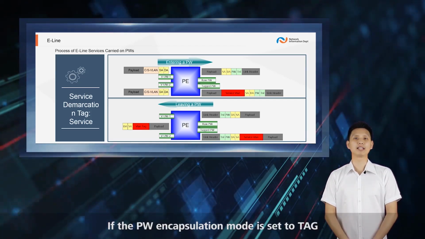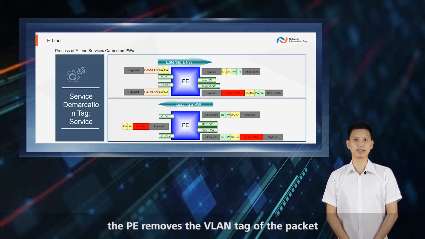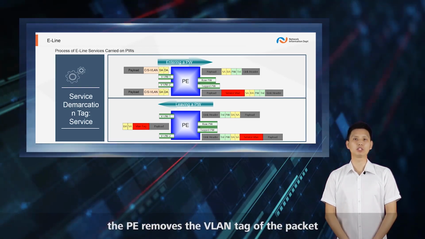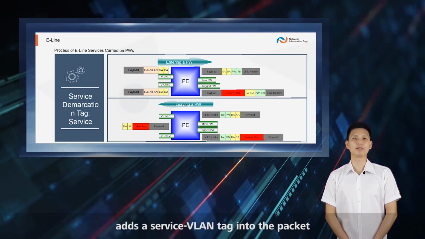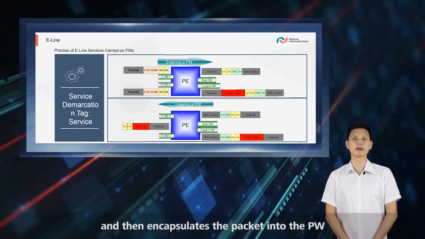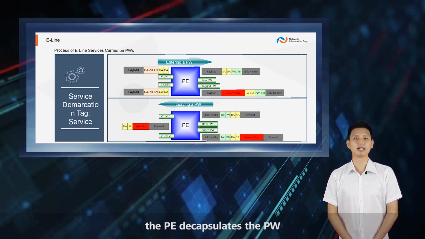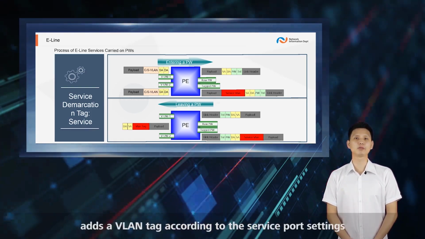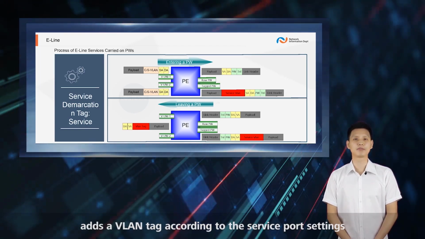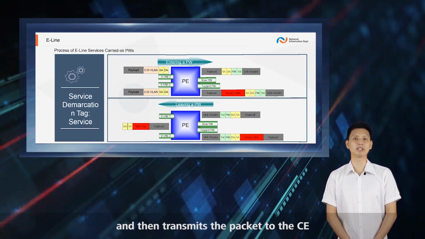If the PW encapsulation mode is set to tag and a packet enters a PW, the PE removes the VLAN tag of the packet, adds a service VLAN tag into the packet, and then encapsulates the packet into the PW. When the packet leaves the PW, the PE decapsulates the PW, adds a VLAN tag according to the service port settings, and then transmits the packet to the CE.